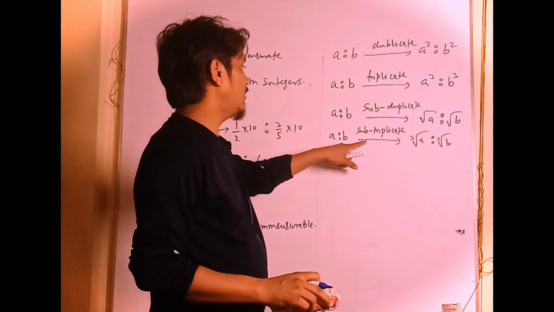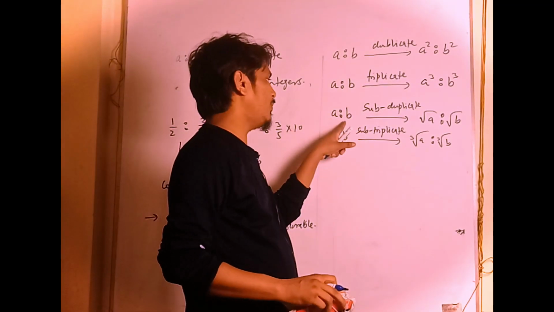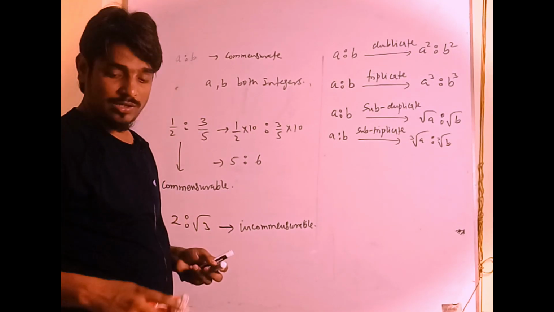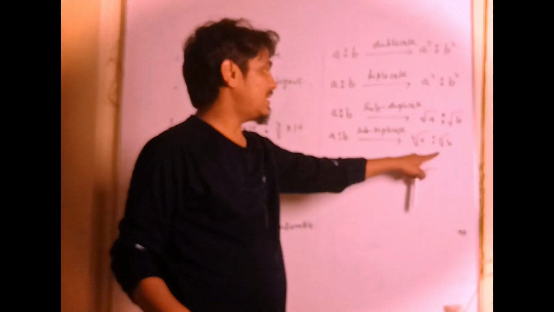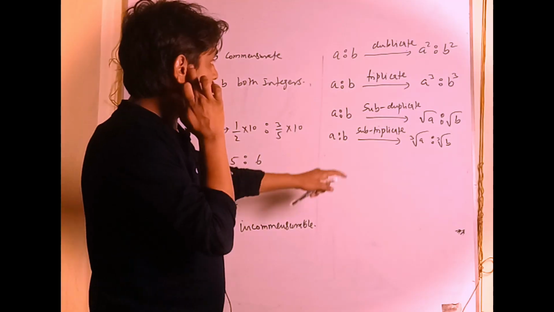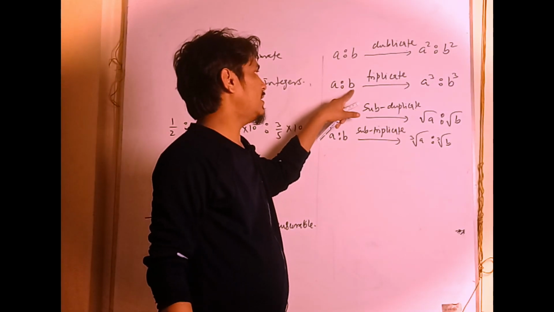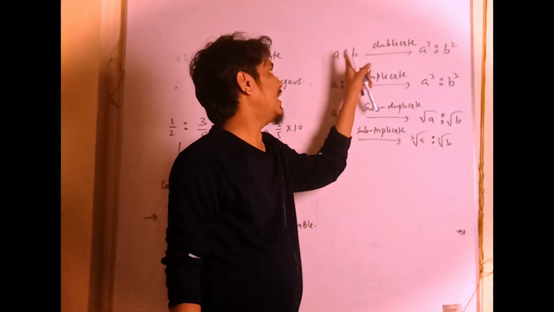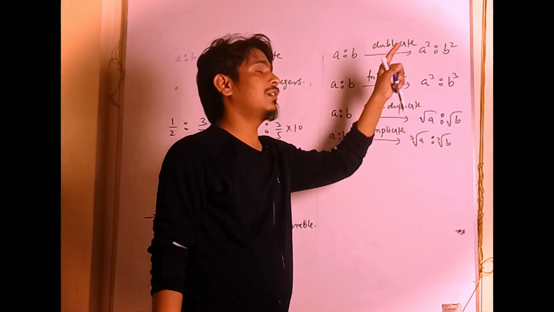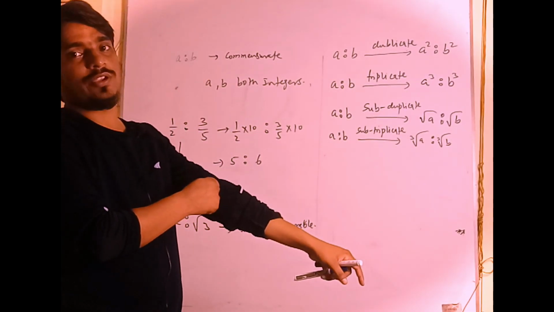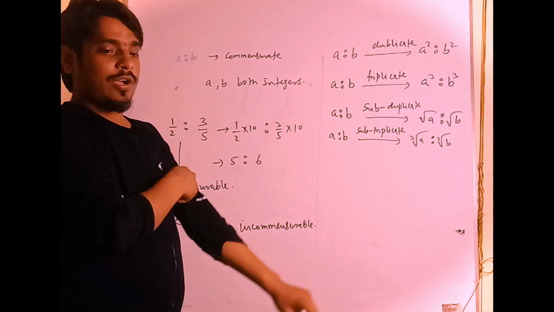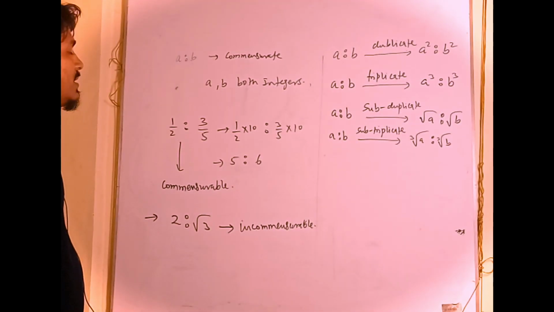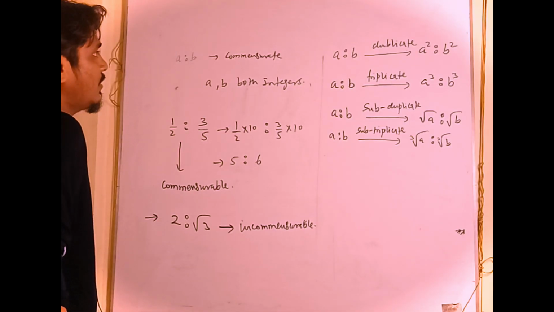Sub-duplicate means a square root of both antecedent and consequent. Sub-triplicate means what? Cube root of both antecedent and consequent. And triplicate means cube of antecedent, cube of consequent. Duplicate means a square of antecedent and a square of consequent. Okay, so I hope these things are clear. So let me just take one example over here.